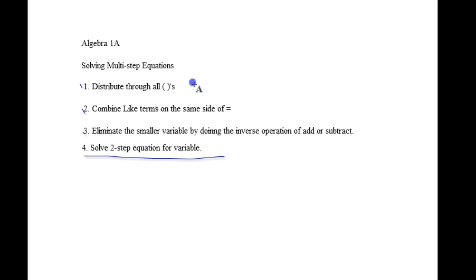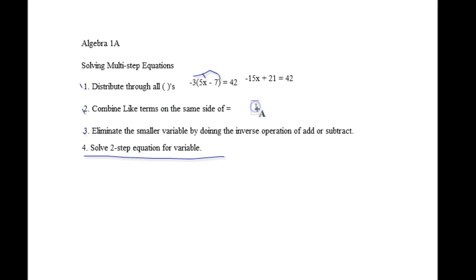Alright, now distributing here, I'm going to show you exactly what it's going to be looking like. So negative 3 parentheses 5x minus 7 parentheses equals 42. What you would do is distribute the negative 3 to the 5x, and distribute the negative 3 to the negative 7. So that would be negative 15x plus 21 equals 42. Voila! I have a 2-step equation to solve.